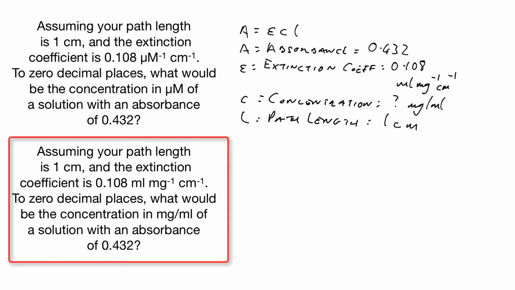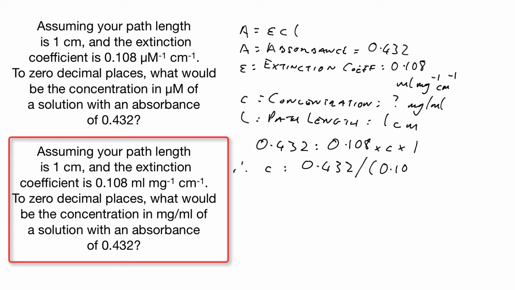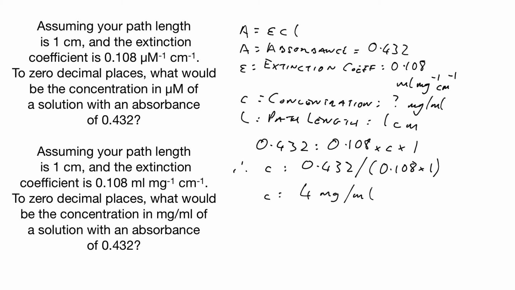So again, if we put these numbers into the equation, we get 0.432 is equal to the extinction coefficient 0.108 multiplied by the concentration multiplied by the path length, which is 1. Rearranging this equation for concentration, we get 0.432 divided by 0.108 multiplied by 1, and the answer is 4 mg per mL. And that's it. That is how we calculate the concentration of a sample when we know the extinction coefficient and the absorbance.